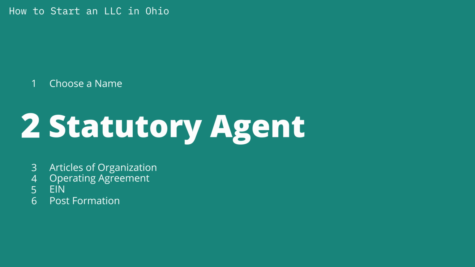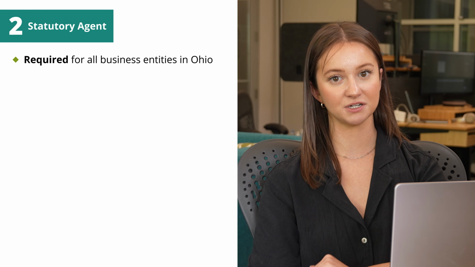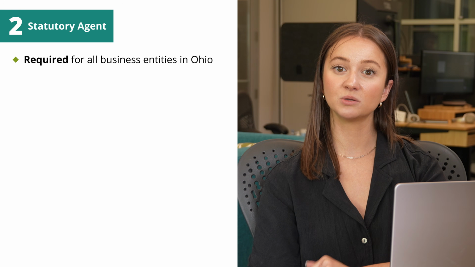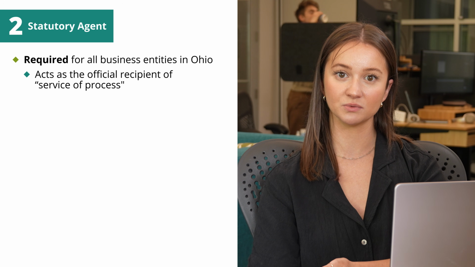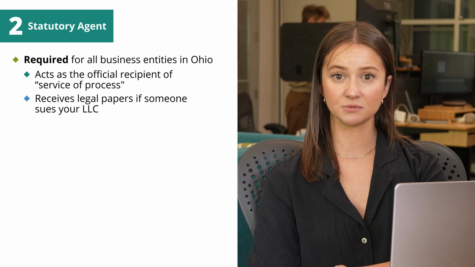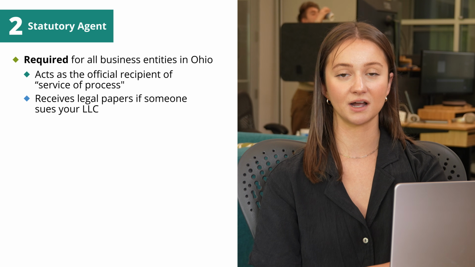Step 2. Appoint a statutory agent. All business entities are required to appoint and maintain a registered agent, known in Ohio as a statutory agent. The statutory agent will be the official recipient of the service of process, which means the statutory agent will receive the legal papers if someone sues your LLC. So choose a reliable statutory agent.